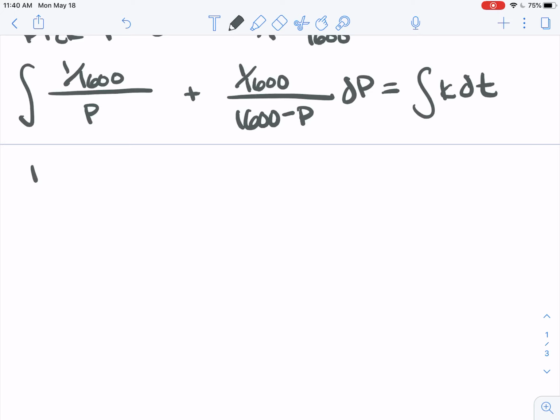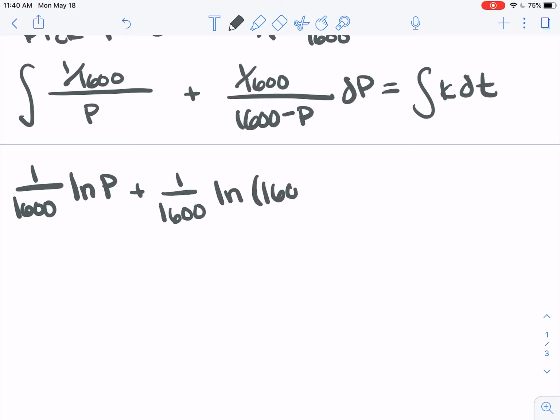So we integrate, we have 1 over 1,600 times the natural log of p plus 1 over 1,600 times the natural log of 1,600 minus p. Looks like I got a sign wrong there on the integration. You need to be careful with that integral. You can do a u substitution, let u equal 1,600 minus p. And on the right-hand side, we have kt plus c, a very simple integration.